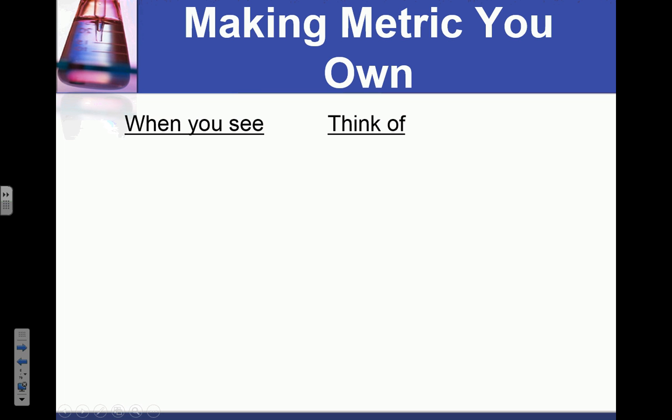Now, one of the things I want you to be able to do with metric is understand it. And since in many situations we don't really use these units in everyday life, what I want you to do is when you see a certain unit, what do you think of that helps you really remember what it stands for? Liter's probably the easiest one because you've all had a 2-liter bottle of pop. So picture a 2-liter bottle of pop, cut it in half, and that's a good estimation of a liter.